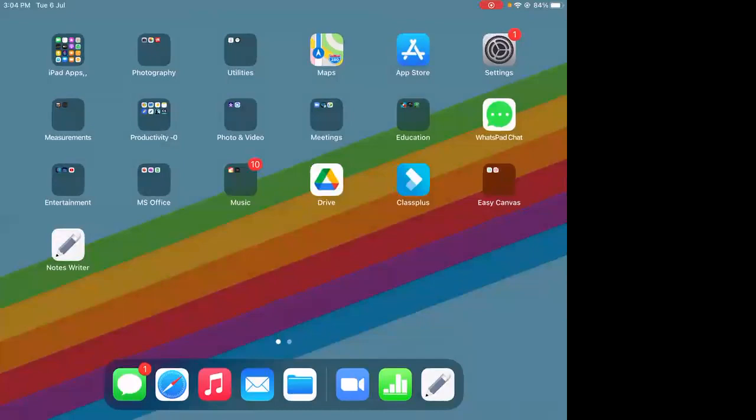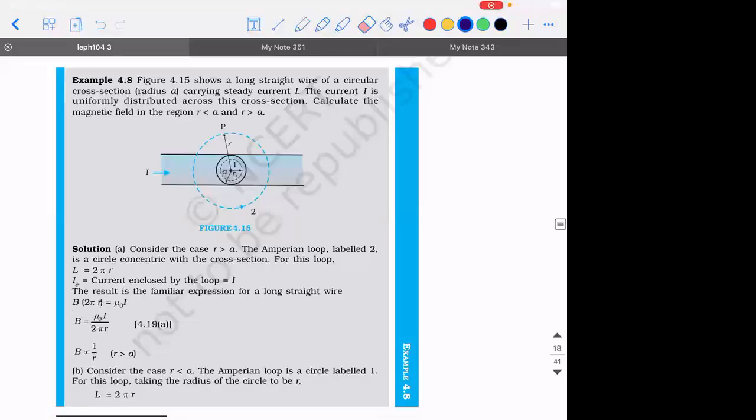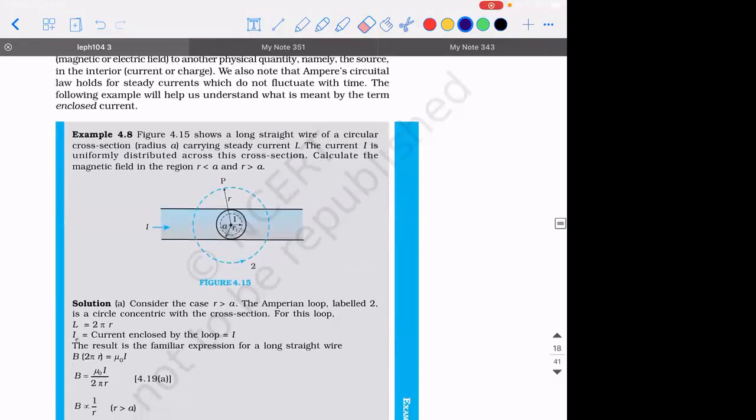So we'll get started. We have completed the fourth chapter, right? I told you yesterday there is only one problem that we need to do, which is important as well. So mark this problem and let's solve it. Okay, let me copy this.